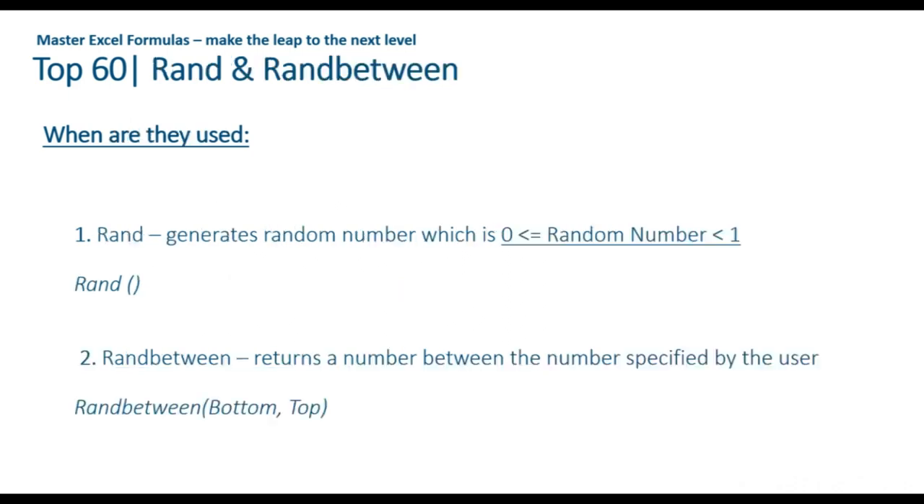Now going back to the presentation, the next thing we have is two formulas, RAND and RANDBETWEEN, and they're quite useful as well, especially I would say the second one. What RANDBETWEEN does is it returns a number between the numbers specified by the user, so we need to have a bottom and a top number here, whereas RAND generates a random number which is bigger than 0 and smaller than 1.